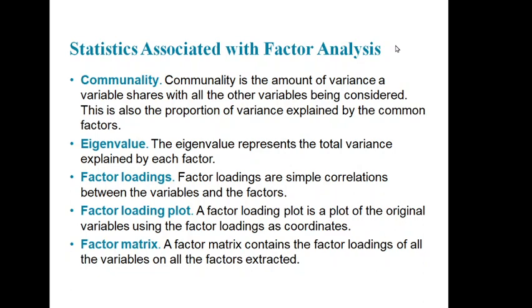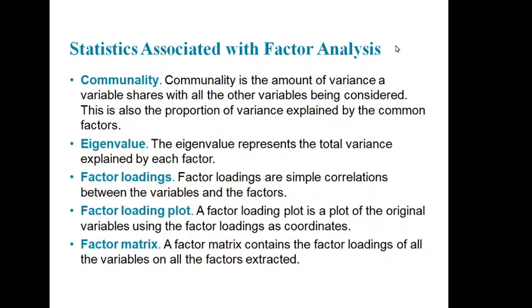Then another statistic that we get is communality. Communality is the amount of variance the variable shares with all the other variables being considered. This is also the proportion of variance explained by the common factors. So communality is nothing but the amount of variance which you can observe in the data set. Another statistic is called eigenvalue. The eigenvalue represents the total variance explained by each factor.